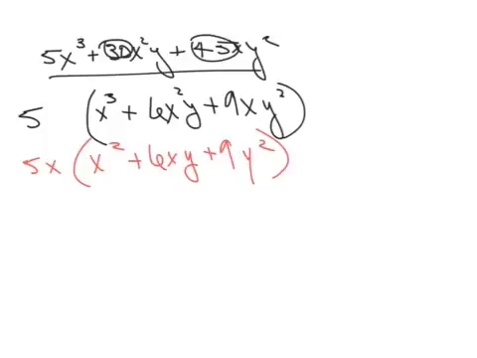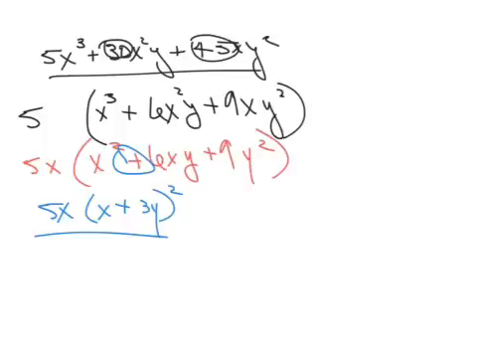Alright, so now I've got a trinomial here. Can I take the square root of that? Square root of x squared is x. Can I take the square root of this? Yes, square root of 9 is 3. Square root of y squared is y. I have a plus sign right there, so I put it there. I square that, and I put my 5x there, and I am done.